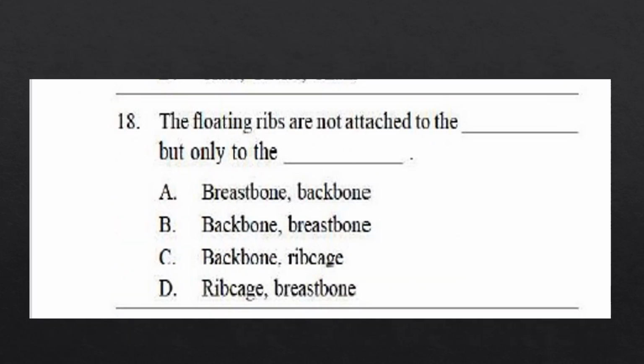Question number 18. The floating ribs are not attached to dash but only to the dash. Option A, breastbone, backbone. B, backbone, breastbone. C, backbone, ribcage. D, ribcage, breastbone. And the right answer is option A, breastbone, backbone.